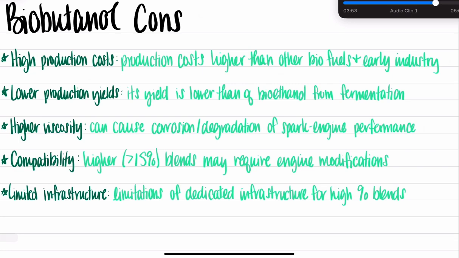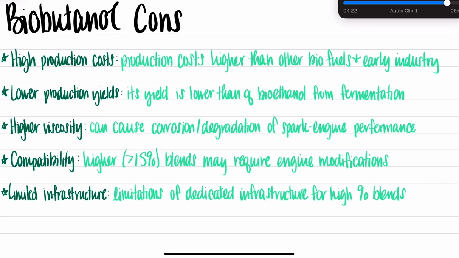The cons of biobutanol. It has high production costs. The production costs are higher than other biofuels, as well as biobutanol being an early industry, meaning that there is not a lot of support monetarily yet for this production. It does have a lower production yield. It yields lower than bioethanol from this fermentation of ABE.